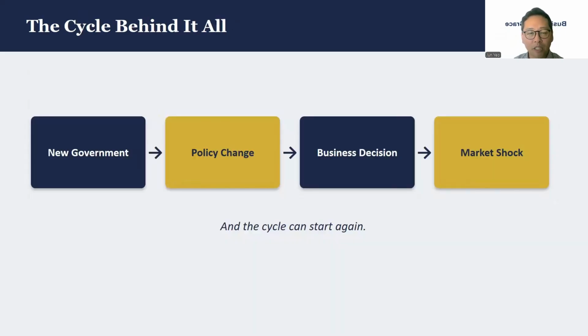Let's connect all the pieces. A new government comes in. It changes trade policy fast. Businesses must react right away, and this creates shocks in the market. Then the cycle can start again.